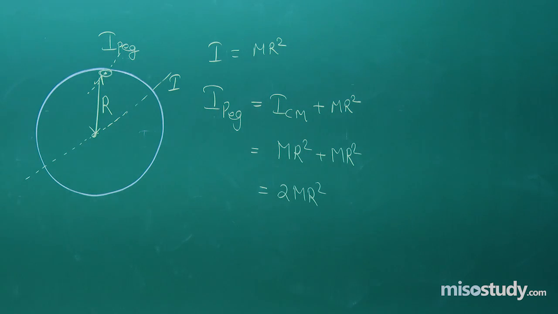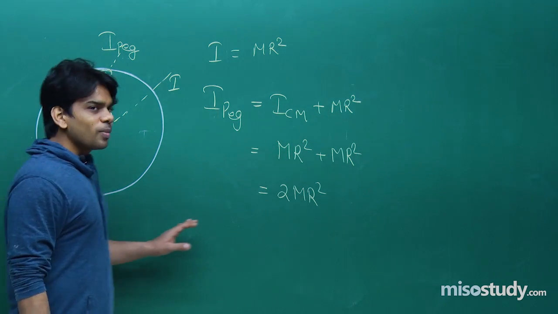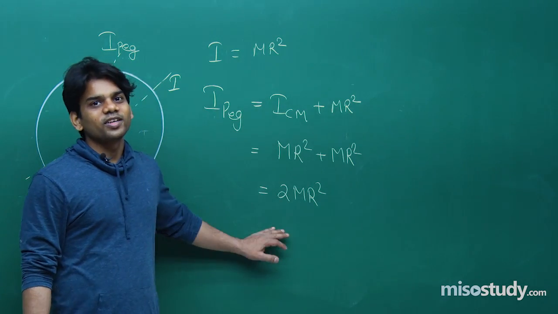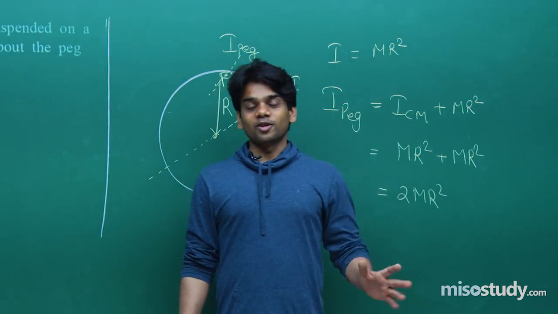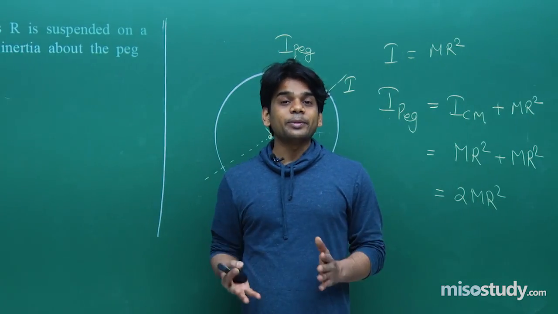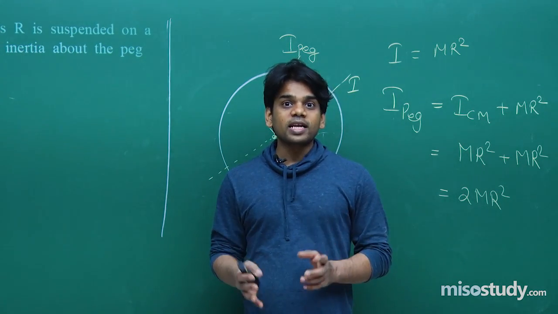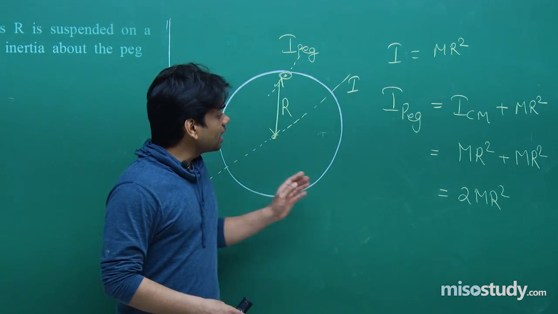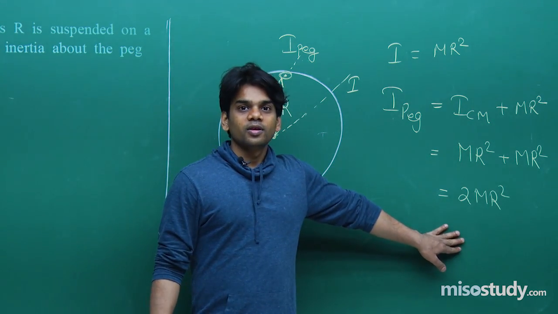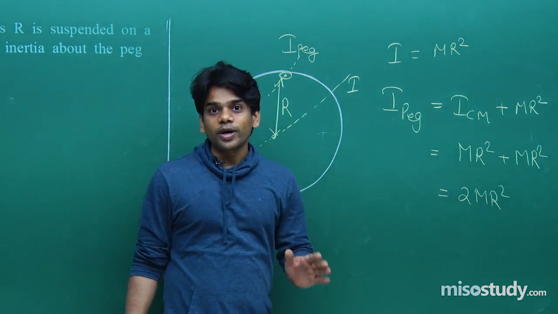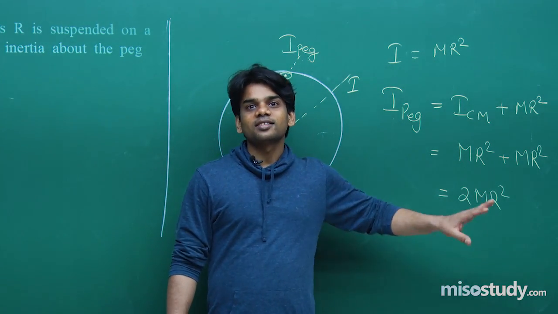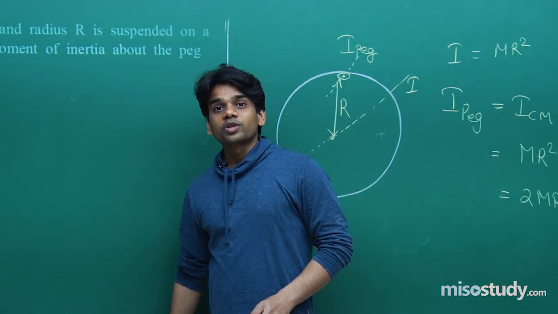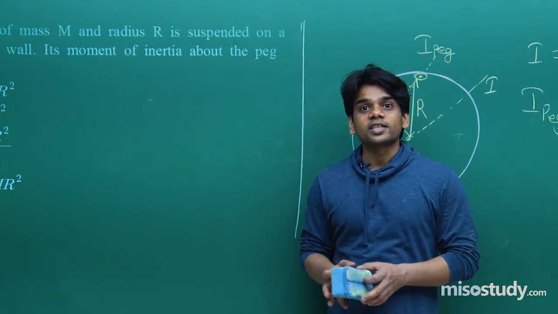Now I hope that you have got the answer, that 2 mr square is the moment of inertia about the peg. From this question, again I am repeating regularly, you have to actually make out what the examiner is seeking from you. And if you understand, if you can make the diagram, you can clearly reach the answer. You have to frame each of the equations, then try to reach the answer. Simple question, but the understanding is important. You have to think how you have to approach such kind of question.